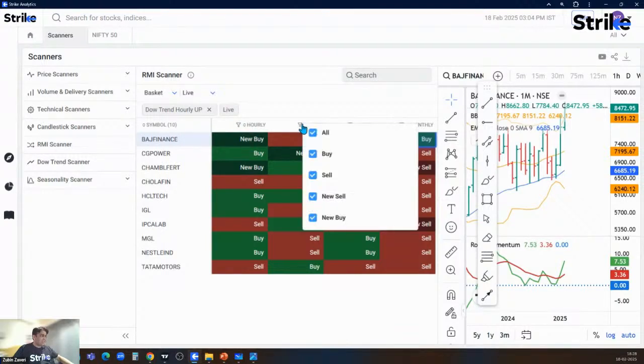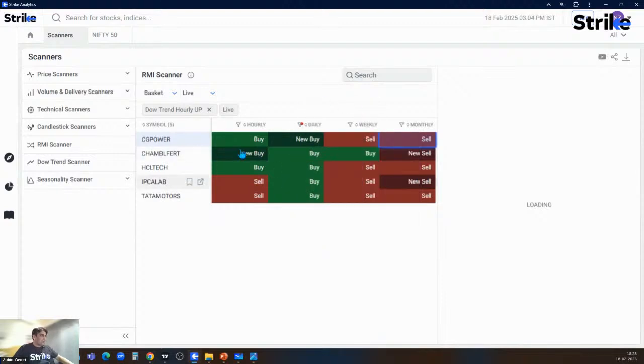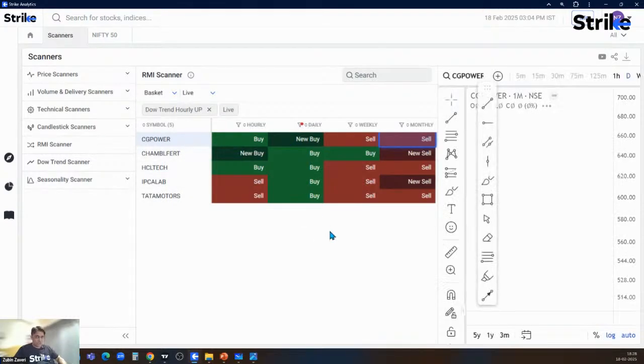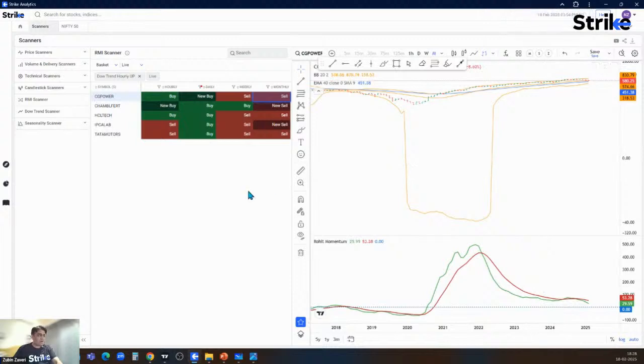On the daily chart, we don't want sales, we don't want new sales. All right, so these are the 5 stocks where on the daily chart the momentum is also bullish. So you can just minimize this over here. On the right hand side, the chart will open up.